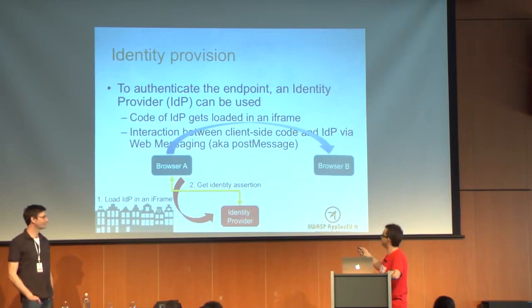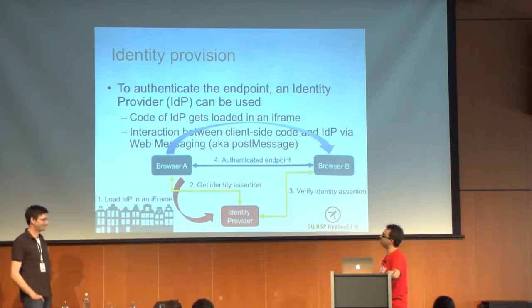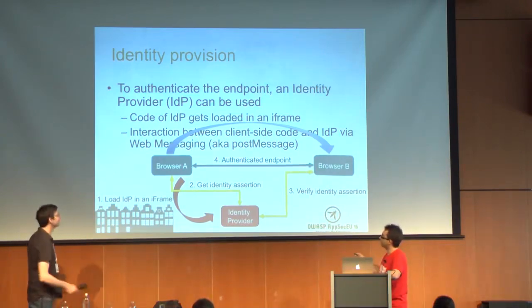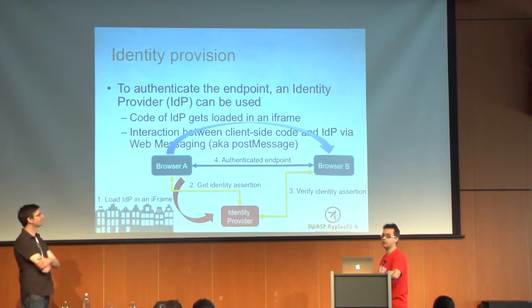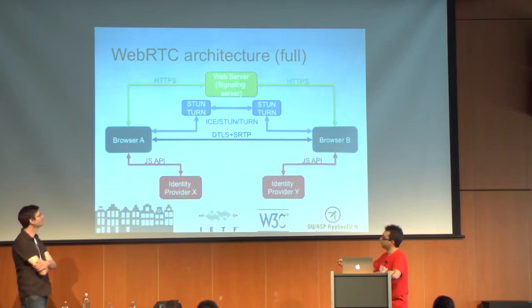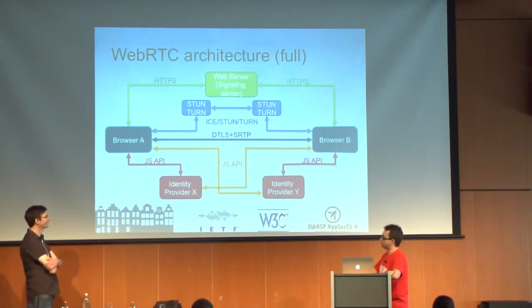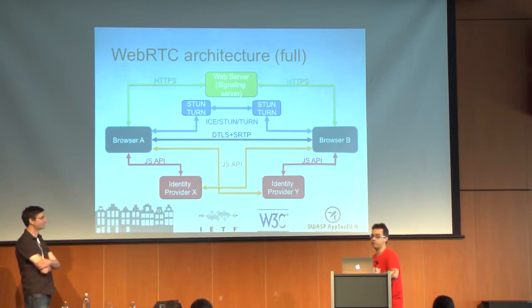And now browser B can ask the identity provider, can you really assert that this assertion is correct? Is this really the identity at the other side? Putting that all together into the previous picture, we can get an authenticated endpoint in our DTLS communication. So the architecture becomes a little more complex. We're using the identity provider to get assertions, and also to verify assertions. And just like with the signaling server, it's possible to have different identity providers for each of the endpoints.